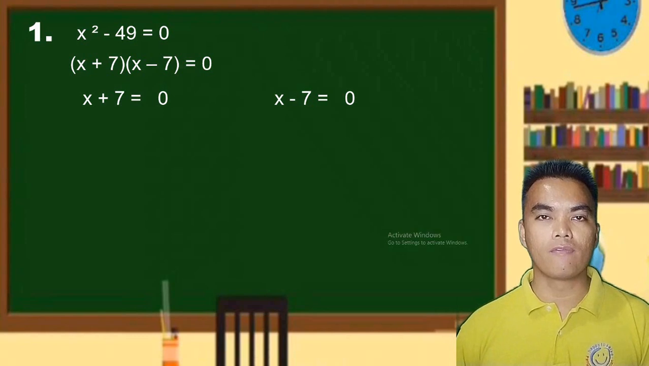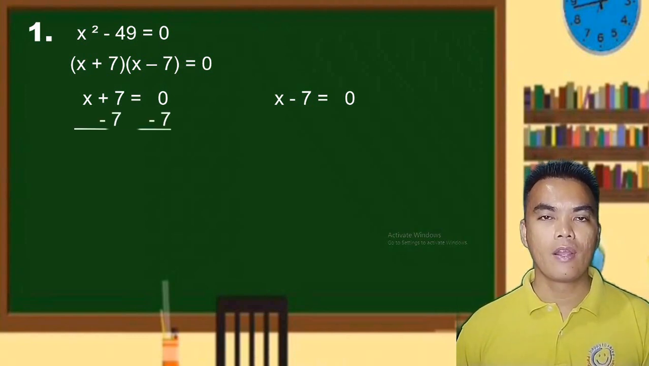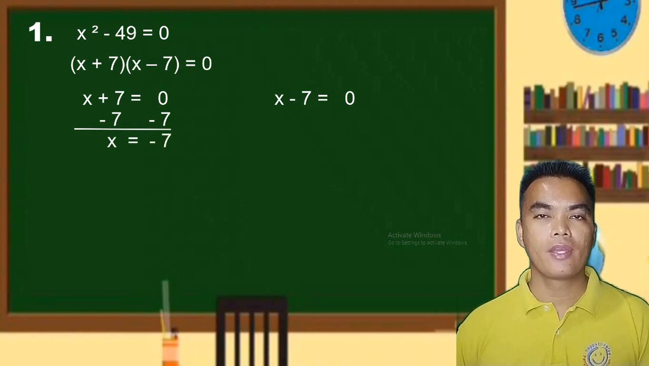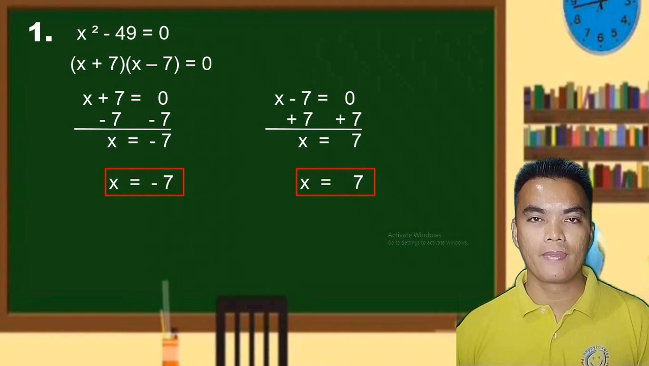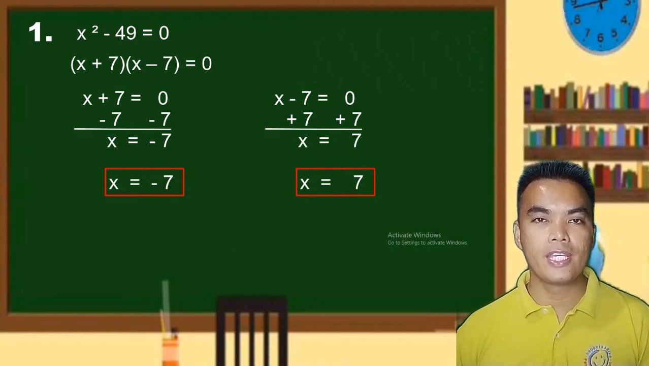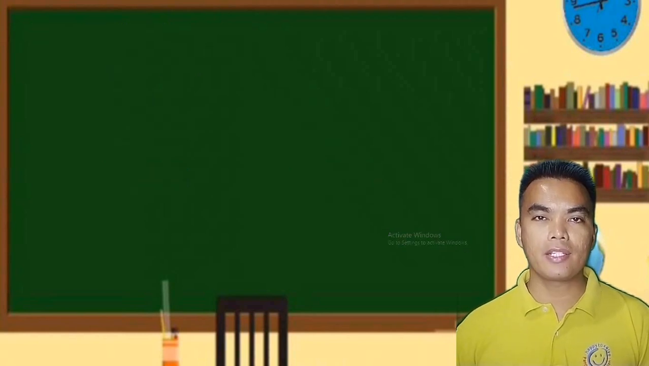Now if we solve for the value of x in the first equation, we have to subtract 7 from both sides of the equation. So x equals minus 7. The second equation is x minus 7 equals 0. Now if we add 7 to both sides of the equation, we will get x equal to 7. And that's the answer. We have two values of x. Let us have another example.